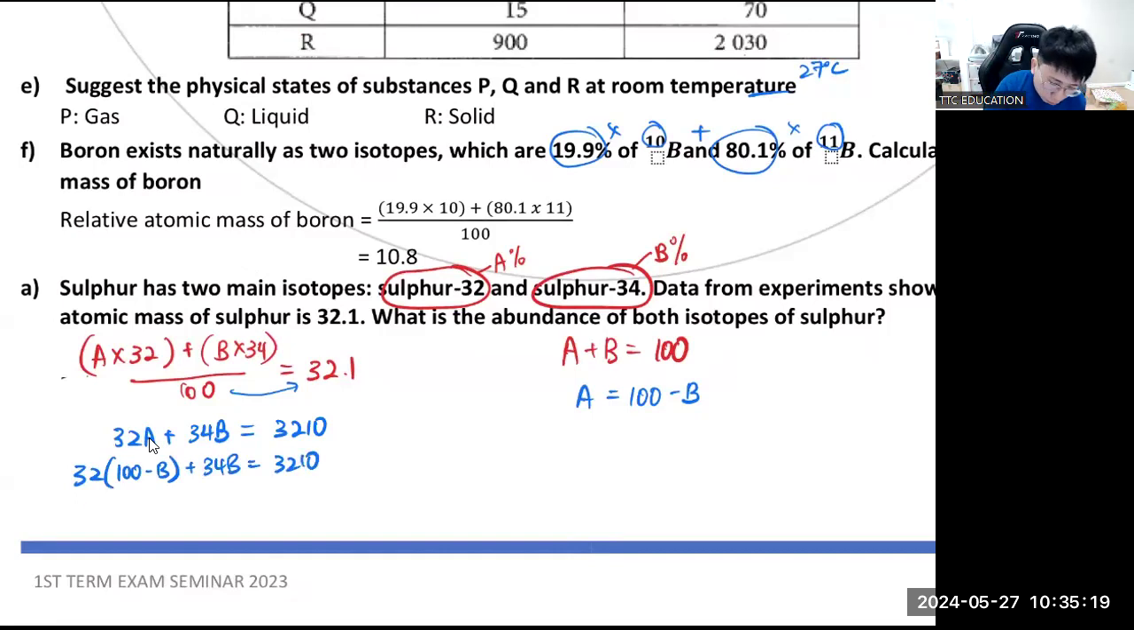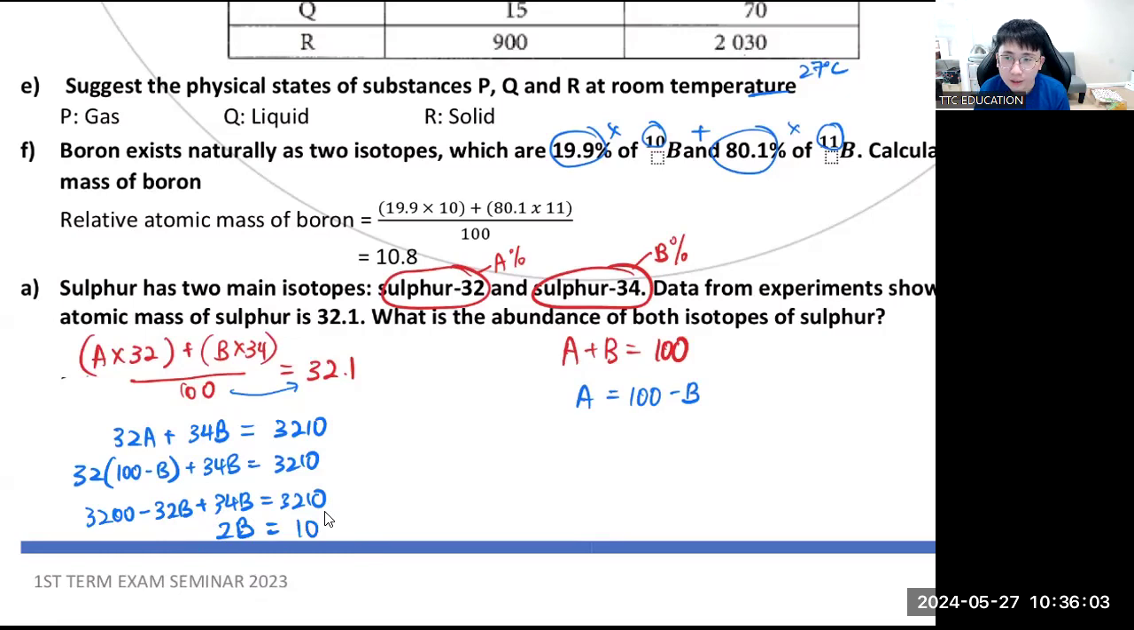Guys, expand this. I get 3,200 minus 32B plus 34B equals 3210. So now you put every number on the right, and the terms with B on the left. Negative 32B means minus 32B lah, plus 34B. So we get 2B. If you don't know how you get 2B, you do the maths lah: negative 32 plus 34, because those are the ones with B, right? So you are left with 2B. And the 3,200, you also move to the other side, bring over minus, so you get 10.